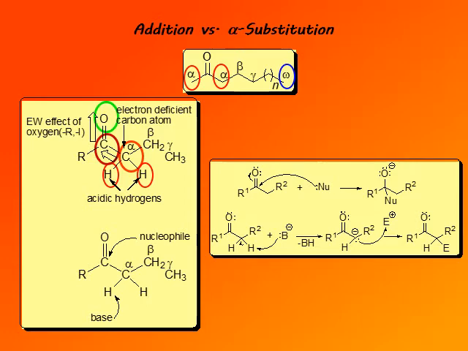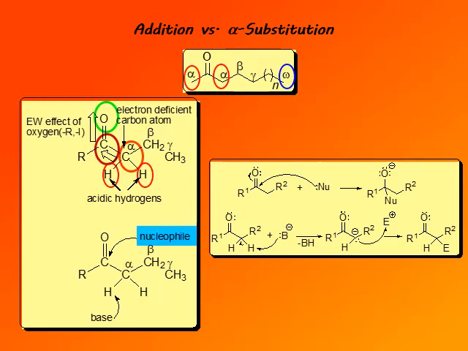Alpha carbon usually has more than one hydrogen, and so those are all considered to be acidic hydrogens. But regardless of how many hydrogens there are on alpha carbon or alpha carbons, only one single hydrogen can be removed by a base.